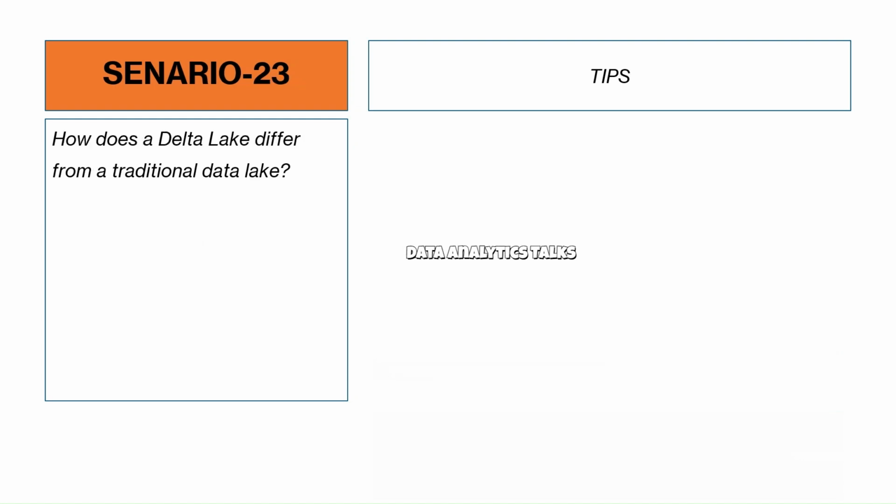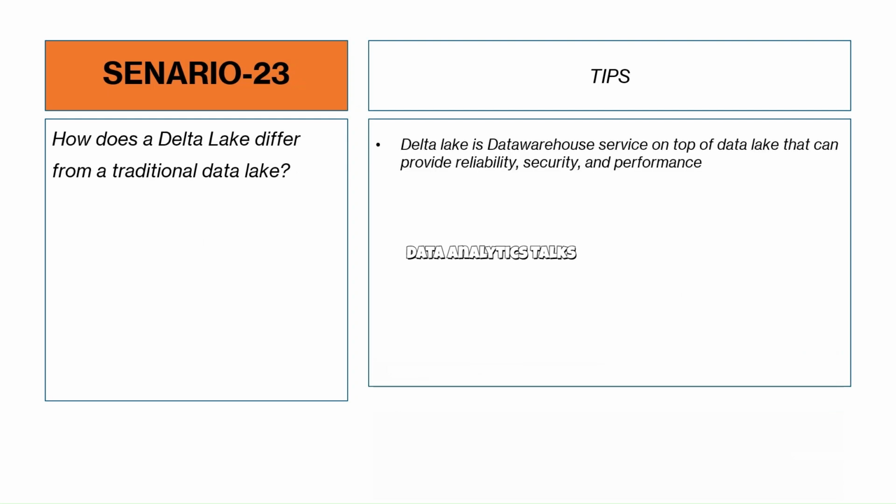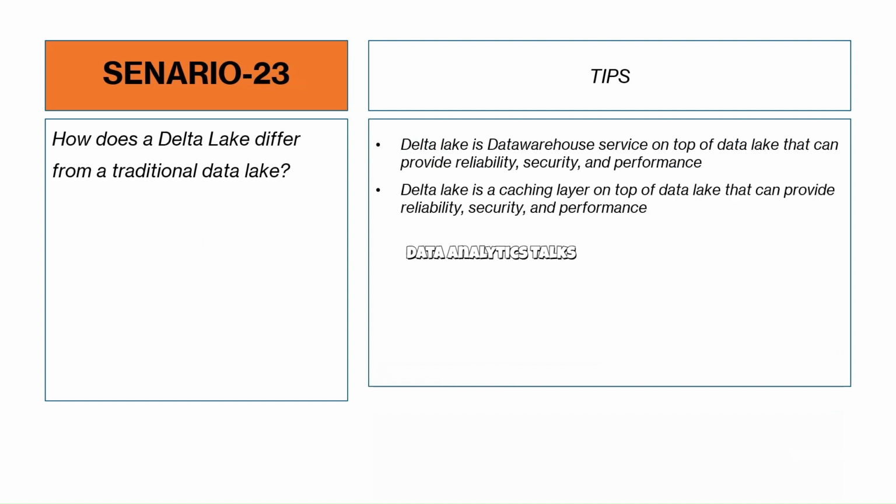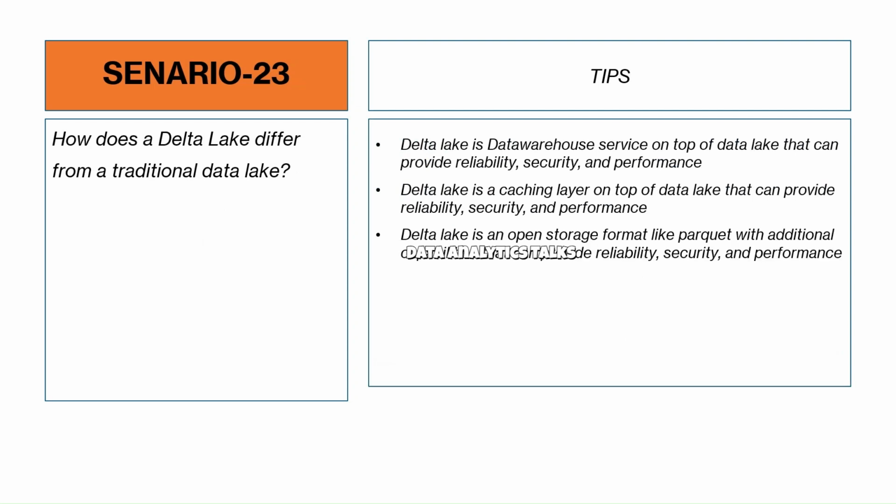Let's recommend that. How does Delta Lake differ from a traditional data lake? It's because of some feature, right? Delta Lake is a data warehouse service on top of data lake that can provide reliability, security, and performance. Is that the right answer? Delta Lake is a caching layer on top of data lake that can provide reliability, security, and performance. Delta Lake is an open storage format like Parquet with additional capabilities that can provide reliability, security, and performance. Looks like this is closer to the answer.